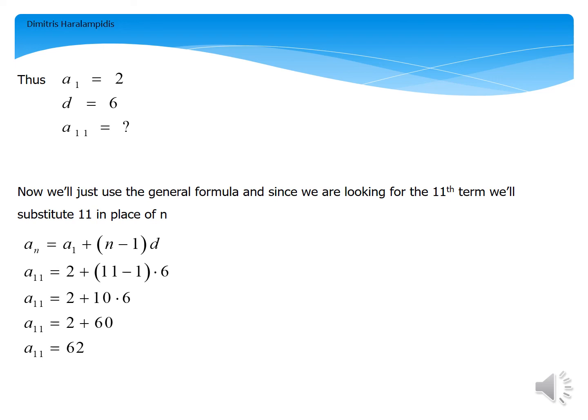a sub 11 equals 2 plus 11 minus 1 times 6. a sub 11 equals 2 plus 10 times 6. a sub 11 equals 2 plus 60. And finally, a sub 11 equals 62.